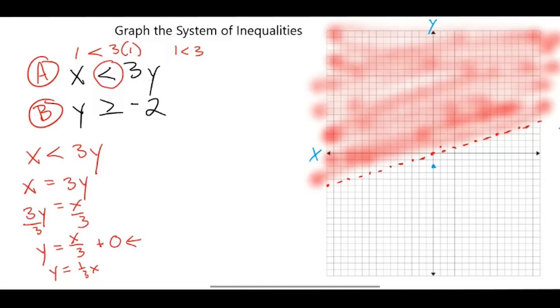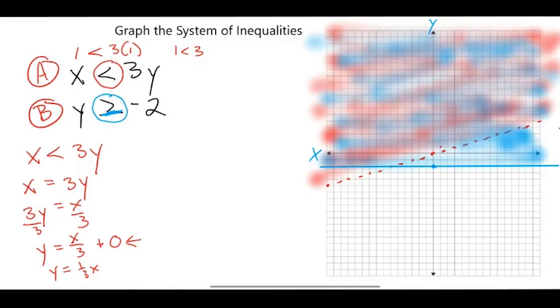And it is going to be a solid line. Notice that this is underlined here, so it is a solid line. So I'll use my straight edge and draw a solid line. Now, notice that it is greater than -2. Greater than -2 is going to be above the line. So I'm going to shade above the line.